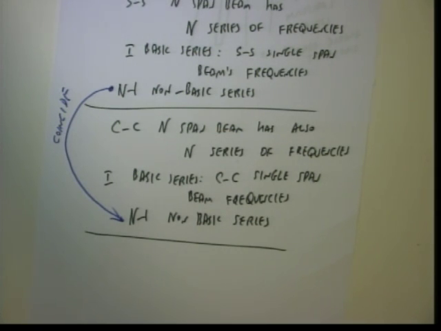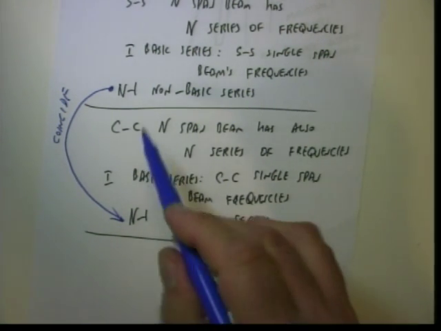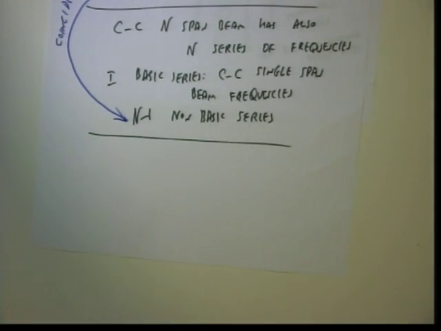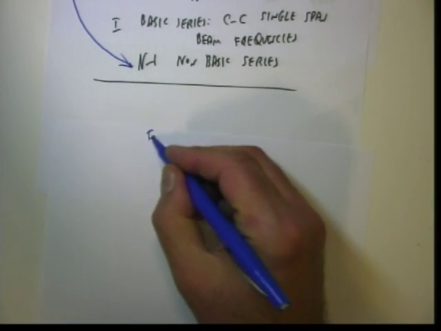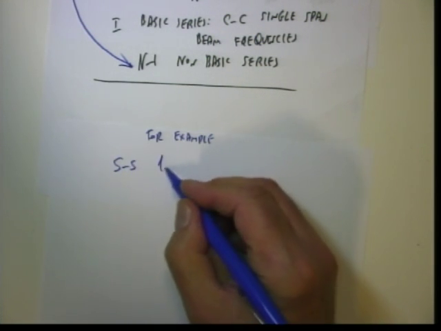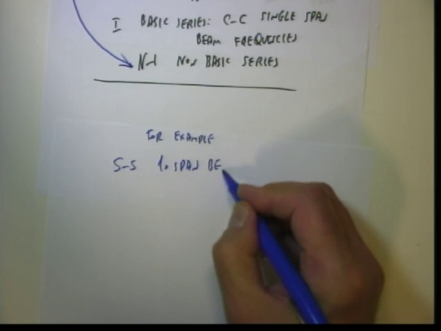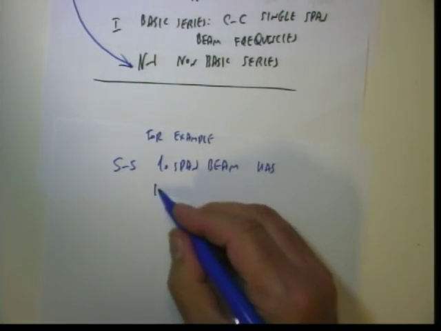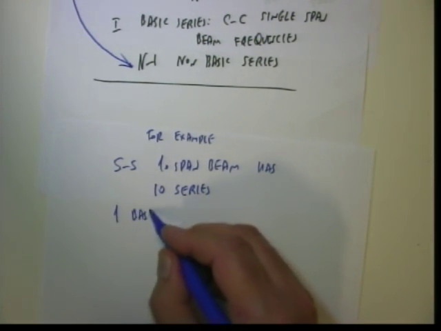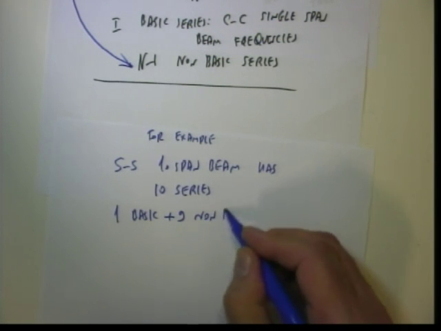Yes. Say it again. N minus 1, yes. There is one basic and the rest is non-basic. So there is in total N series. So, for example, a simply supported 10-span beam has 10 series. One basic plus 9 non-basic.